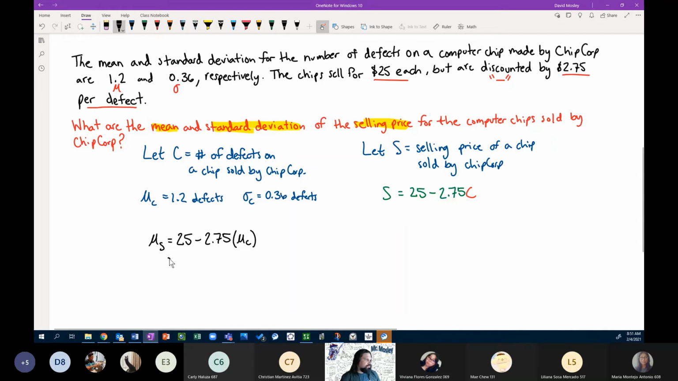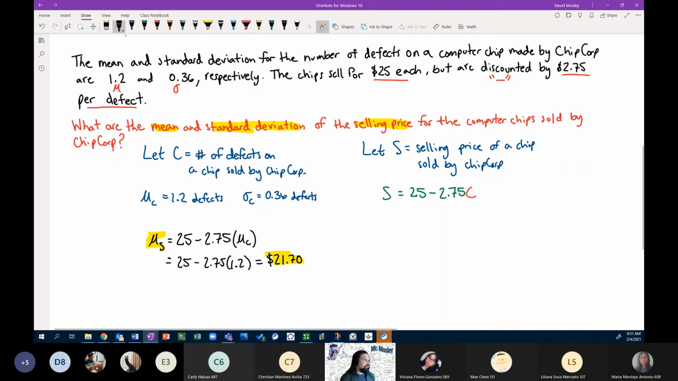That results, we get 25 minus 275 times 1.2, and we get 2170. So essentially we expect a chip from Chipcore to sell for about 2170 on average, based on the expected number of defects. So that gives us our mean.